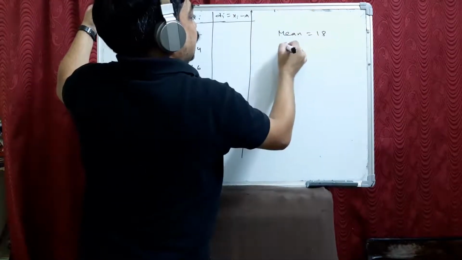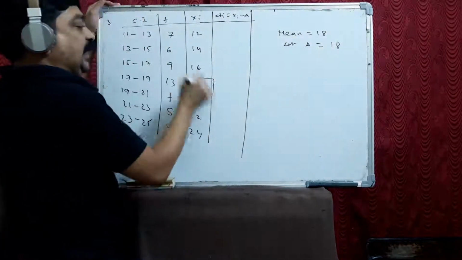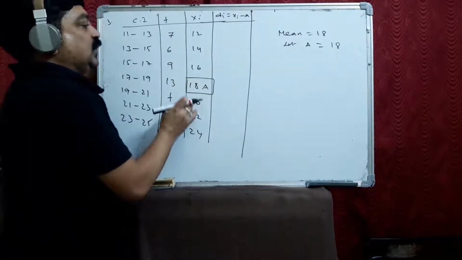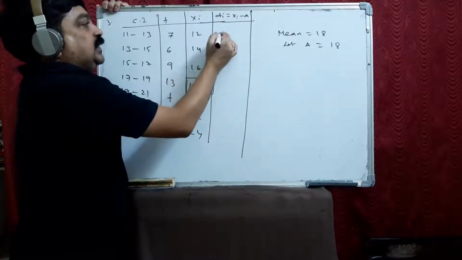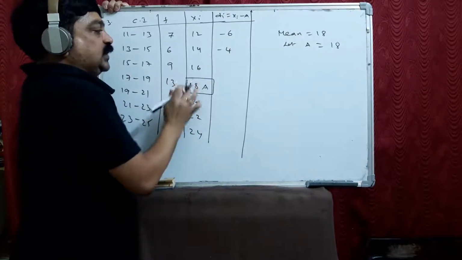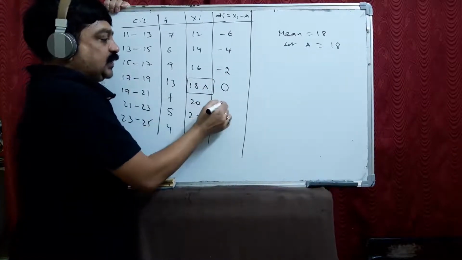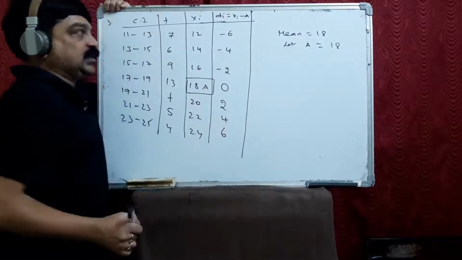Let capital A be the middle one, always the middle one. I suggest always taking the middle one. So, let us find out di. Subtract this value 18 from all x's. 12 minus 18 is minus 6, 14 minus 18 is minus 4, 16 minus 18 is minus 2, 18 minus 18 is 0, 20 minus 18 is 2, 22 minus 18 is 4, 24 minus 18 is 6.